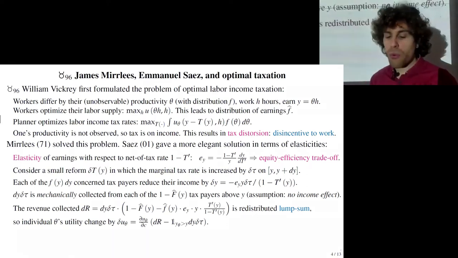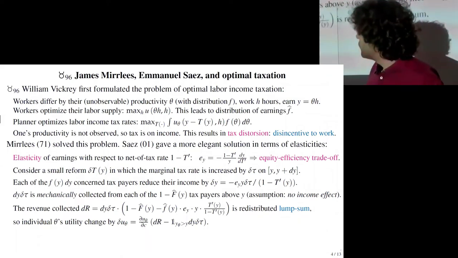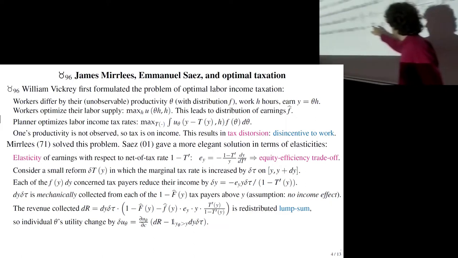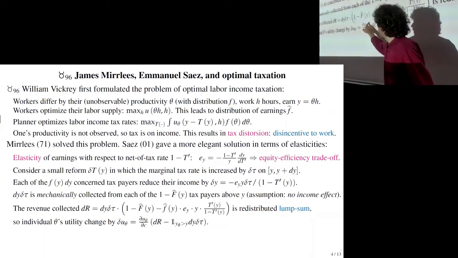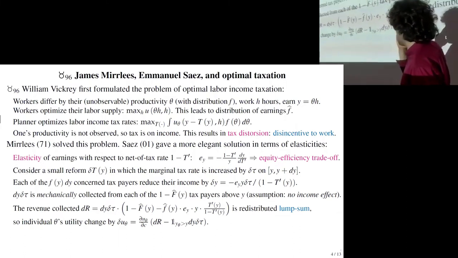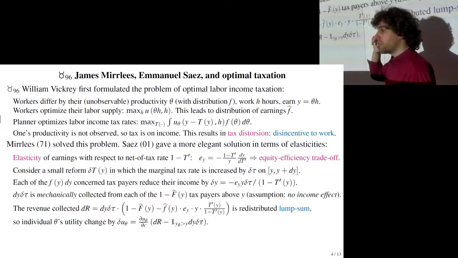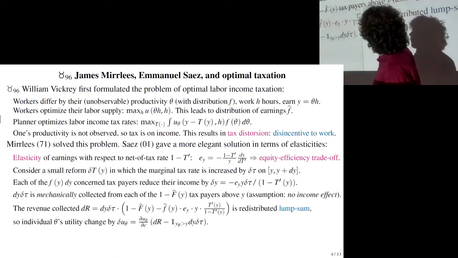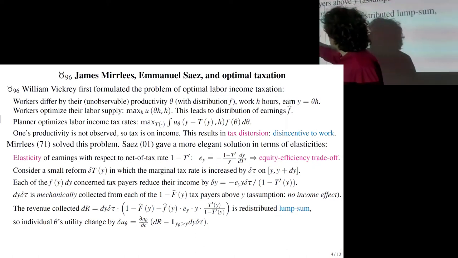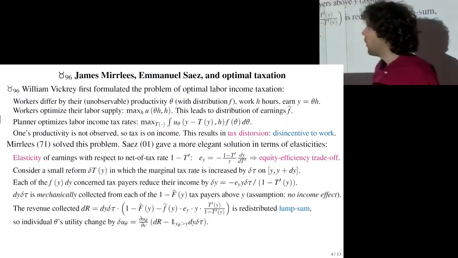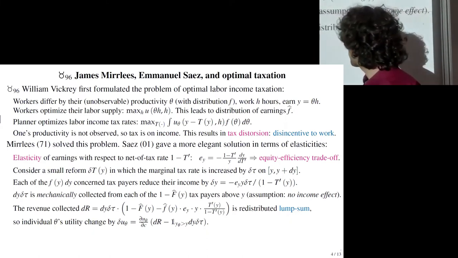So the extra revenue collected, dR, is equal to the mechanical term, dy delta tau, times the number of taxpayers above y, 1 minus F hat of y, minus the substitution effect, which is equal to delta y times f hat of y, the number of concerned taxpayers.